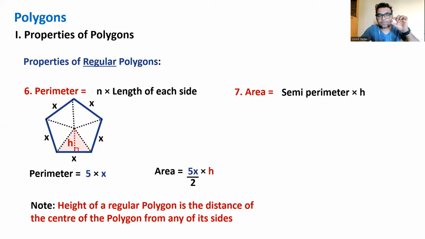And what is h? It's the distance of the center of the polygon from any of the sides. So that perpendicular length, the distance of a point from a line, remember?